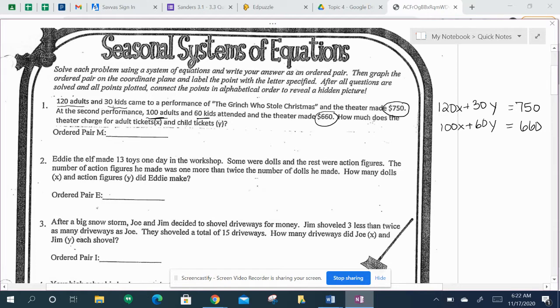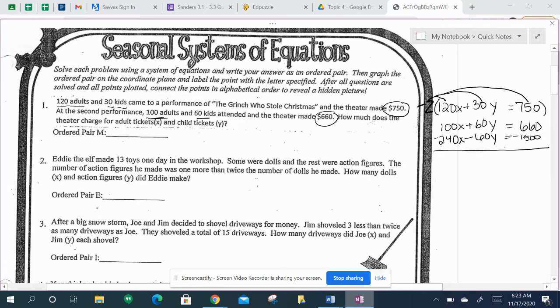So I need to get opposites. Well, 120 and 100 might be a little bit hard to make opposites. It'd be a pretty large number. But 30 and 60, if I just multiply 30 times 2, I get 60. So if I multiply this top equation by -2, then I'll get that opposite. So remember, I have to multiply every single piece. So -2 times 120 is -240x. -2 times 30 is -60y. And -2 times 750 is -1,500.